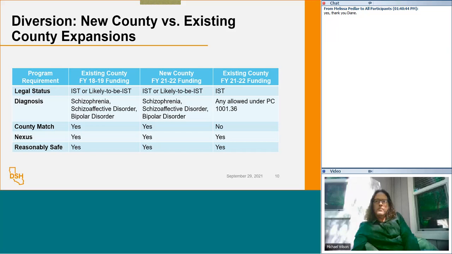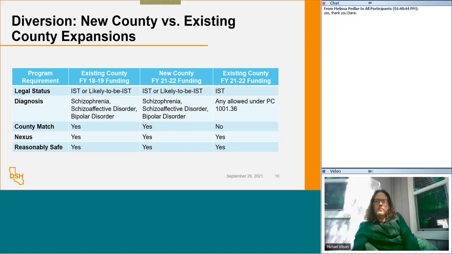As part of our funding that we received this year, we also have some funding to expand on the counties who are already contracted with us for this program. And there's a couple changes for those expansions, most notably that they are required, if they take the expansion funds, to use those dollars to divert ISTs only, so ISTs from our wait list, and those ISTs can have any diagnosis that's allowed under Penal Code Section 101.36.